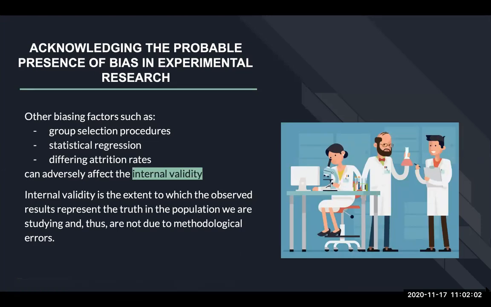Acknowledging the probable presence of bias in experimental research. Other biasing factors such as group selection procedures, statistical regression, and differing attrition rates can adversely affect the internal validity. Internal validity is the extent to which the observed results represent the truth in the population we are studying and, thus, are not due to methodological errors.